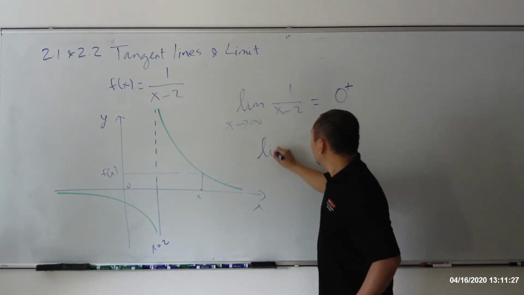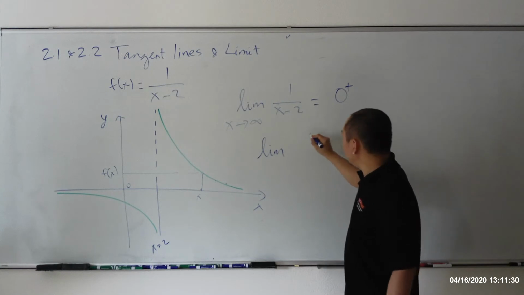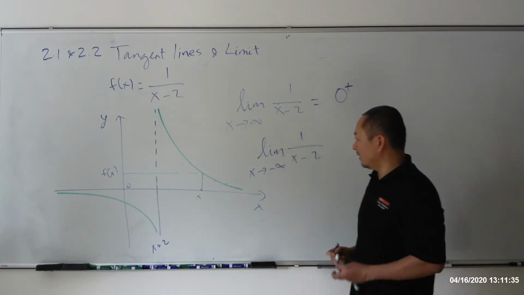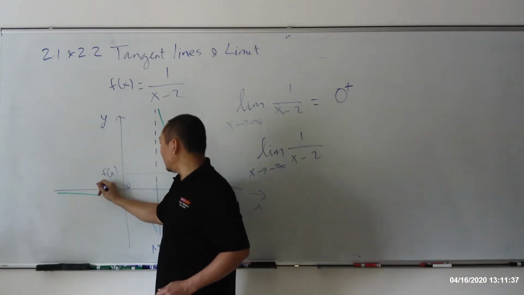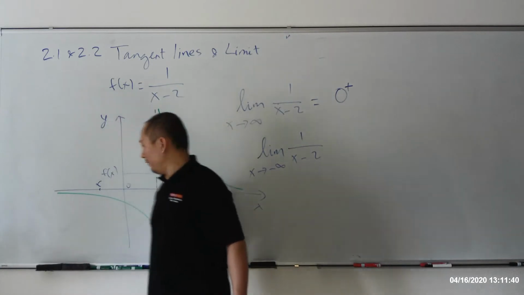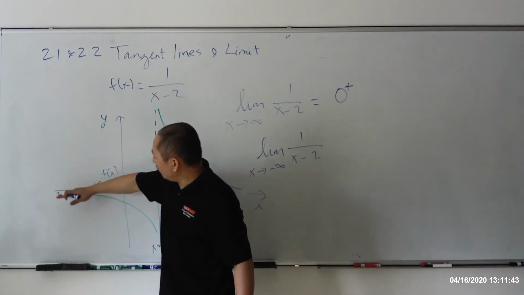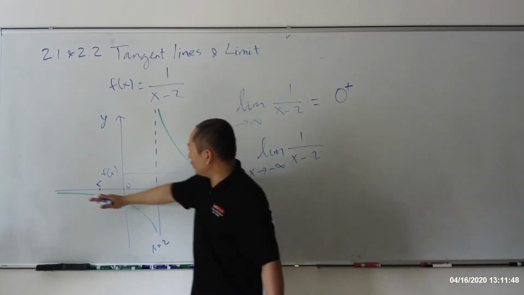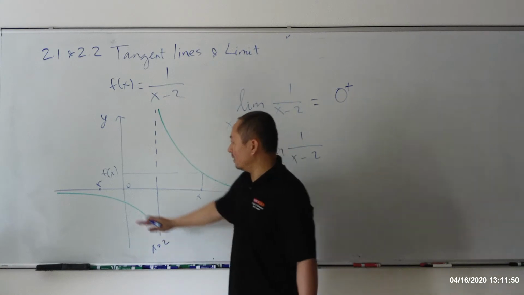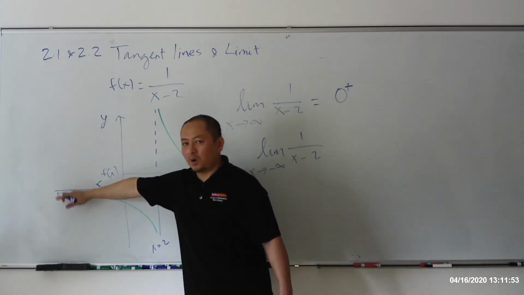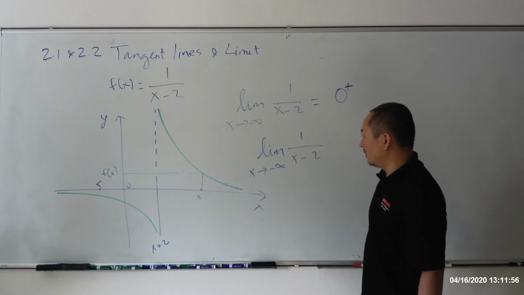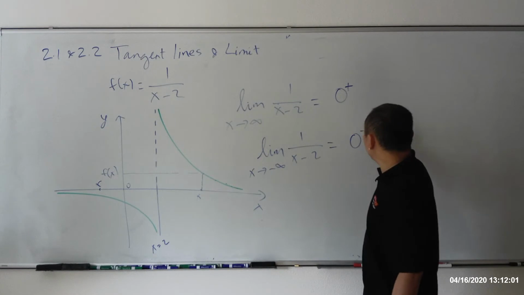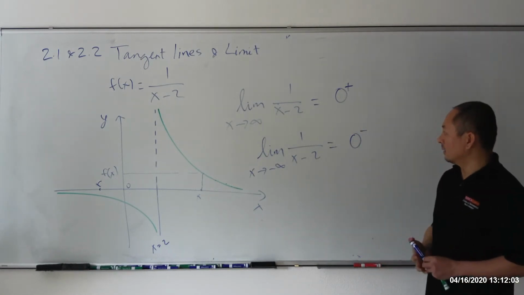Similarly, what if they ask you this? You guys are going to see this in the homework. 1 over x minus 2, x approaches negative infinity. Now x goes all the way to the left. And what happens to the function? Function f of x is also getting closer and closer to the 0 value, or the graph is getting closer to the x-axis. Now, the value f of x is always a little bit less than 0, or the graph is always below the x-axis. It still approaches 0, but 0 minus.